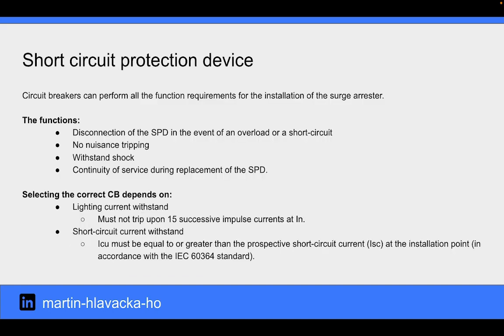The circuit breakers can meet all functional requirements for installing an overvoltage protective device such as SPD: disconnection in case of overload or short circuit, shock withstand, non-nuisance tripping, and continuity of service during SPD replacement. The selection of the appropriate circuit breaker depends on the withstand to lightning current and the withstand to short circuit current.